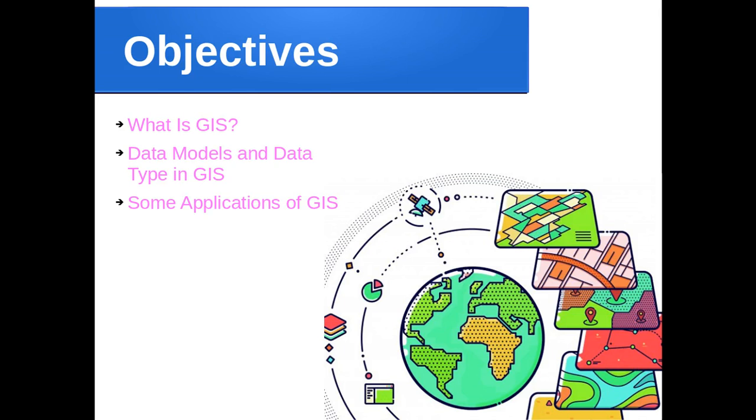Among the main objectives of this presentation is to introduce the GIS, and since this is a short presentation, I am just going to cover what is a GIS, what are the models and the data types of a geographical information system, and some of the applications of a GIS. So, what is a GIS?